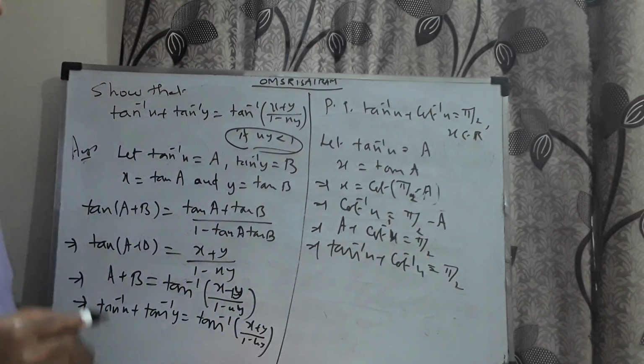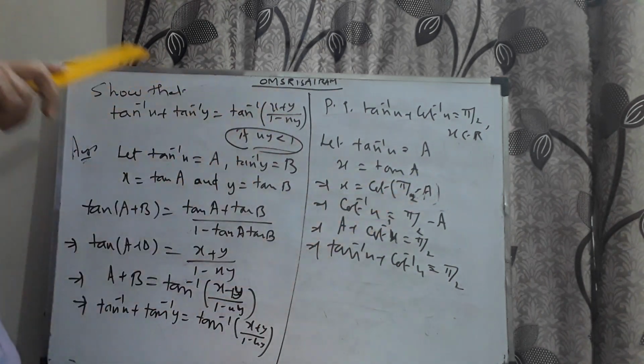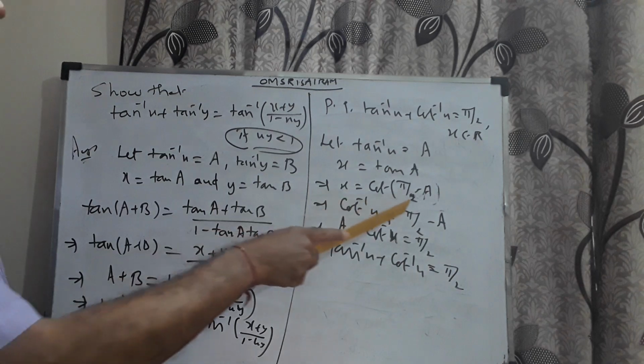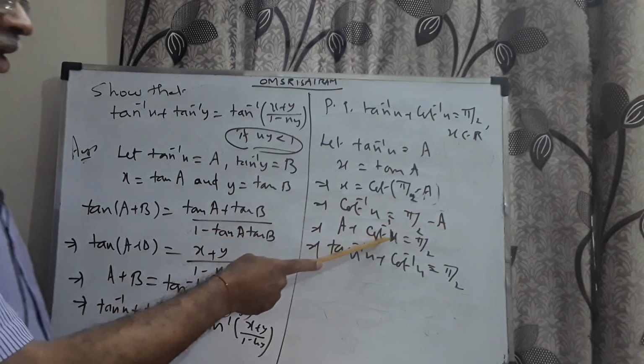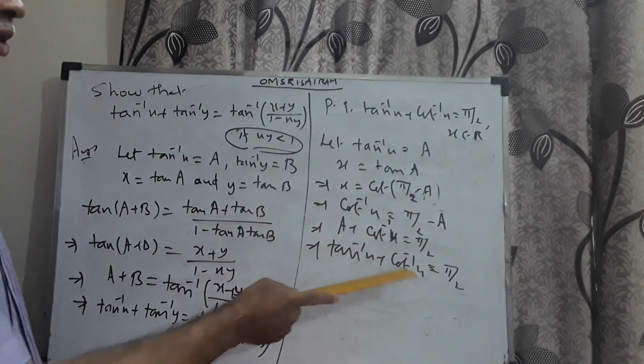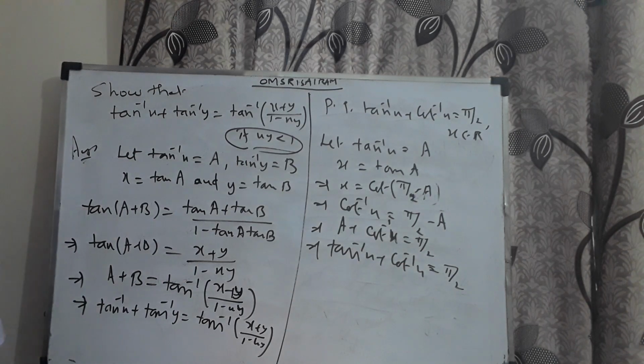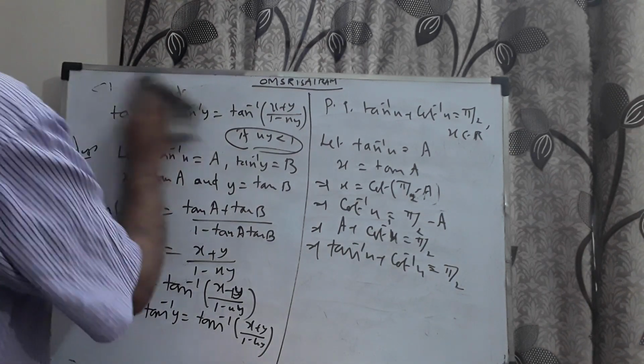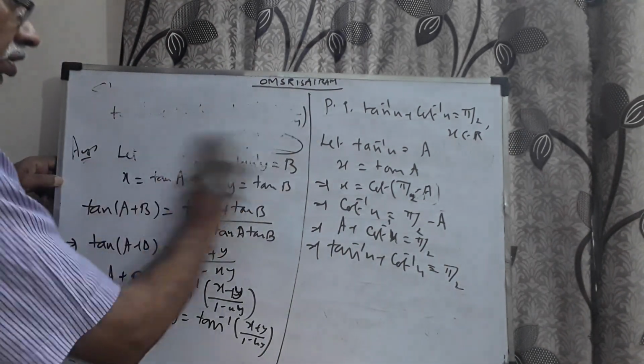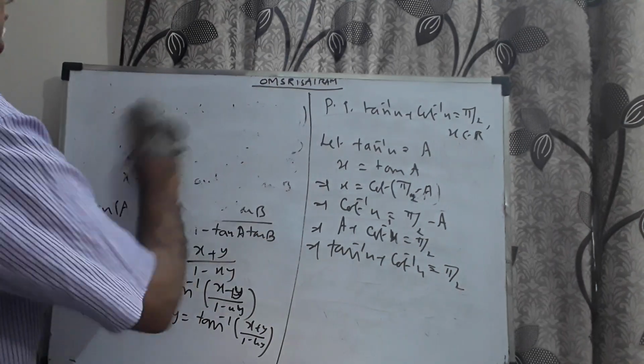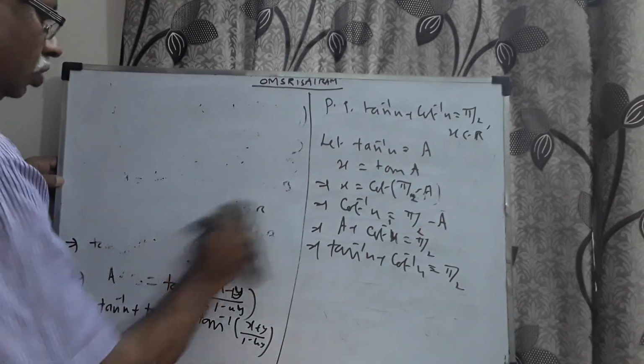I repeat, take tan inverse x equal to a, x becomes tan a, can also be written as cot (pi by 2 minus a). Bringing this to the other side, cot inverse x is pi by 2 minus a, so a plus cot inverse x is pi by 2. That's why tan inverse x plus cot inverse x gets reduced to pi by 2. Then there is one more result. Show that cot inverse x is tan inverse 1 by x if x greater than 0. Cot inverse x equal to tan inverse 1 by x.